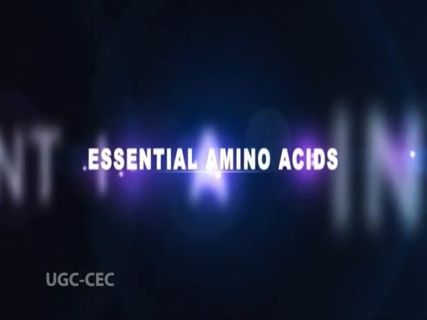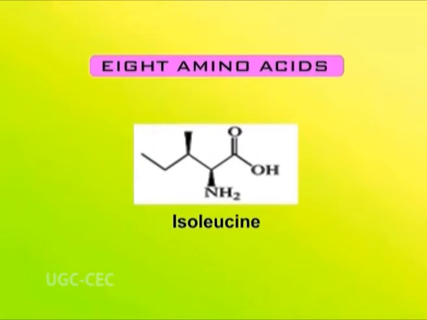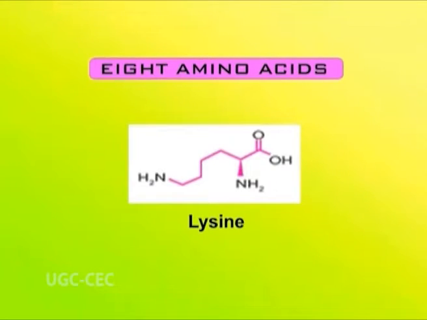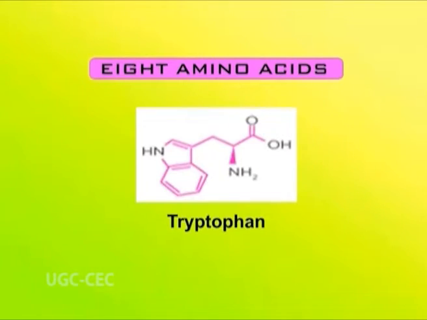Now, we'll see the essential amino acids. Eight of the amino acids are vital in our diet and have been termed essential amino acids. This includes isoleucine, leucine, lysine, methionine, phenylalanine, threonine, tryptophan, and valine. They are significant in our diet because they are the only ones that we cannot make. They have to be supplied in the food. The remaining amino acids which we can synthesize in the body are known as non-essential amino acids.